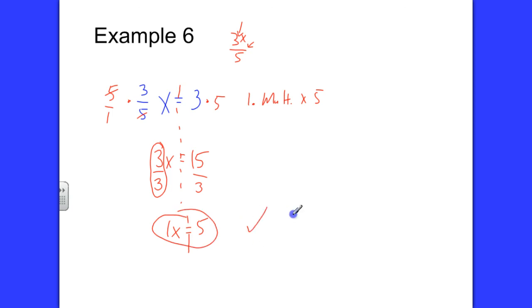You want to check it? Yes, you do. 3 times 5, because that x is 5, divided by this 5. You have 15 divided by 5 is equal to 3. Okay, so there's my answer. X is 5. And we are happy.